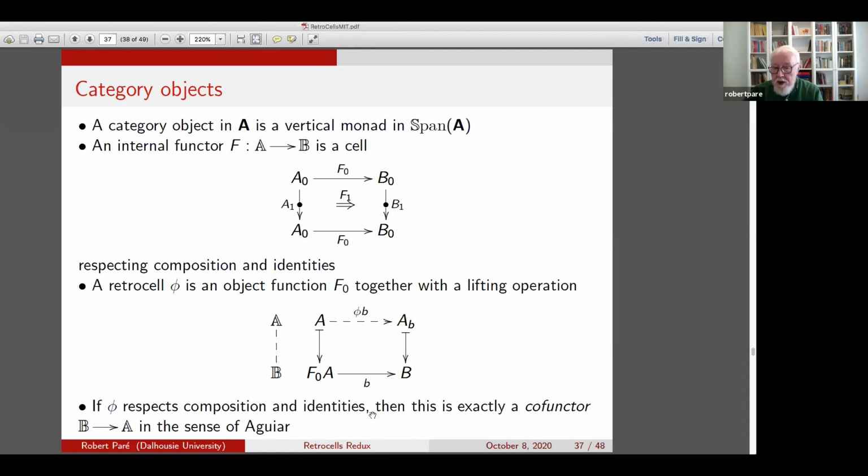And if F respects composition and identities, then this is exactly a cofunctor, but it's going in the reverse direction in the sense of Aguiar. And I should mention that everything that I know about cofunctors, I learned mostly from the papers of Bryce Clark and reading Aguiar's thesis, which is a bit hard to read if you want to read it fast, because there are lots of details, but everything is there nice and precise. So we're actually getting cofunctors now.